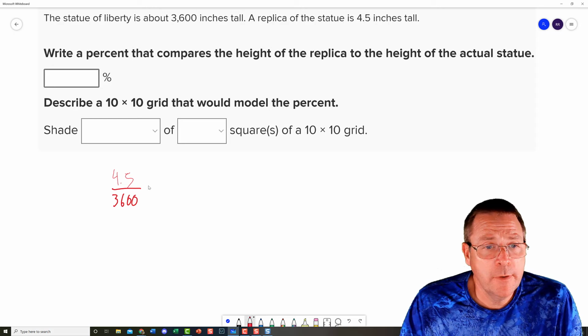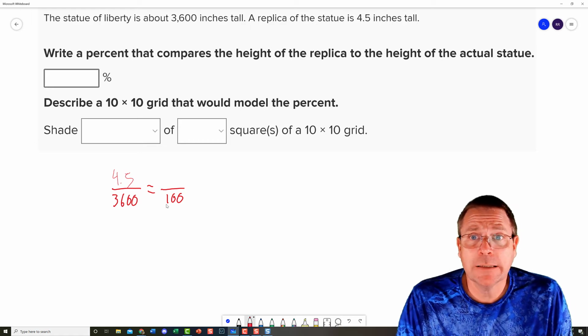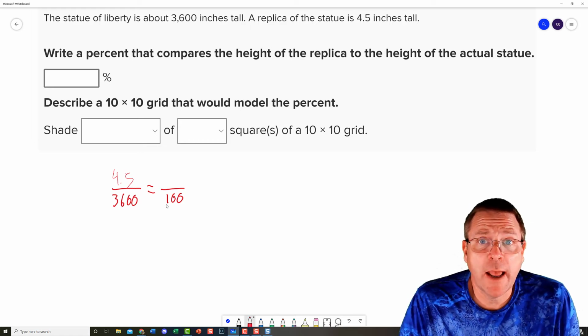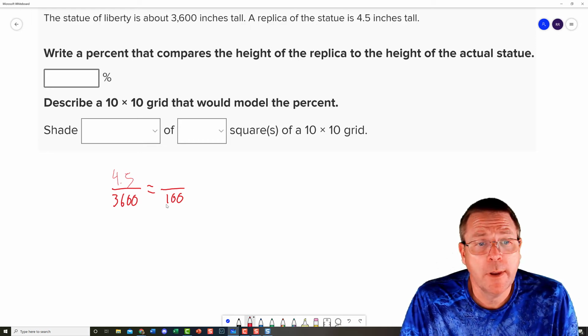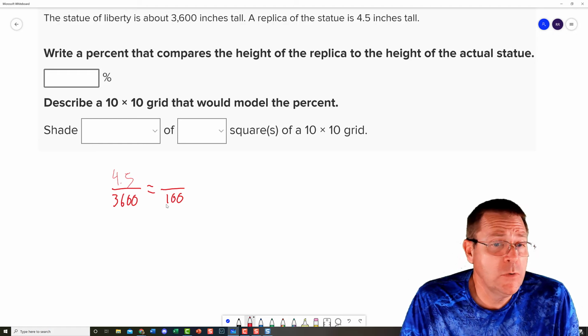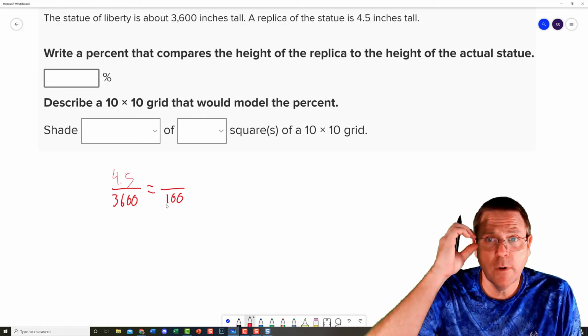And we have done these in the past where they set it up and set it equal to something over 100. But you know what? That number just isn't jumping out at me. I have no idea what I could multiply 36 by to get it to 100. And even if I did, it would end up being some brutal decimal or fraction that I don't want to mess with. So I'm going to work this one a different way.